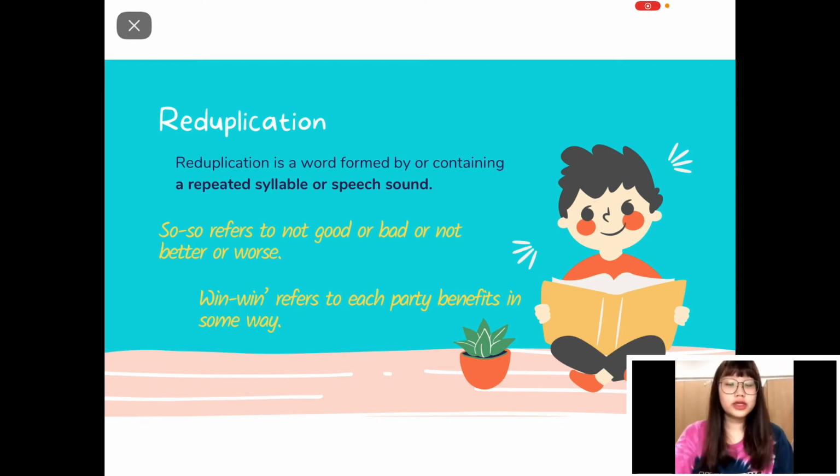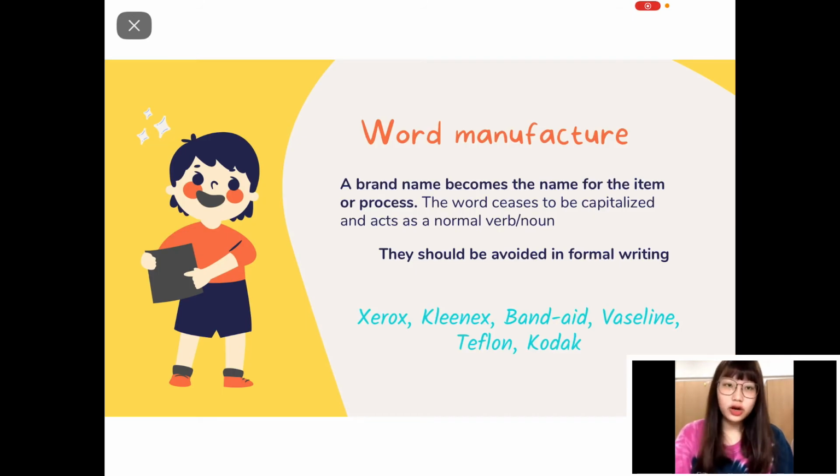The other word formation process is word manufacture. It is when a brand name becomes the name for the item or process. The word ceases to be capitalized and acts as a normal verb or a noun. The most important thing is they should be avoided in formal writing.